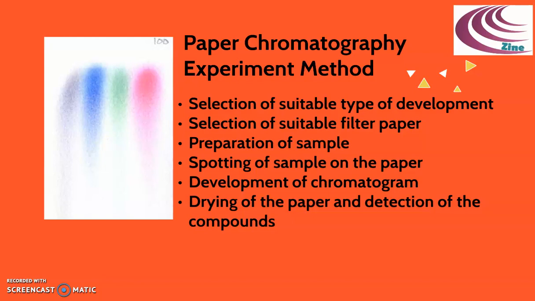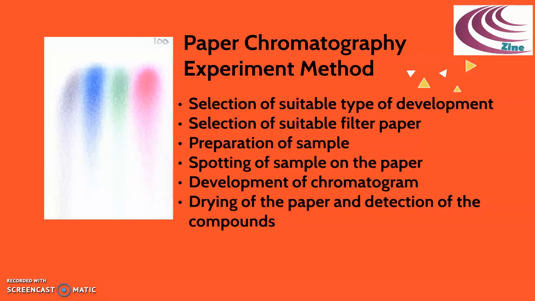Then preparation of sample involves the dissolution of the sample in a suitable solvent used in making the mobile phase. The solvent used should be inert with the sample under analysis. Spotting of sample on the paper: samples are to be spotted at the proper position on the paper, preferably using a capillary tube.